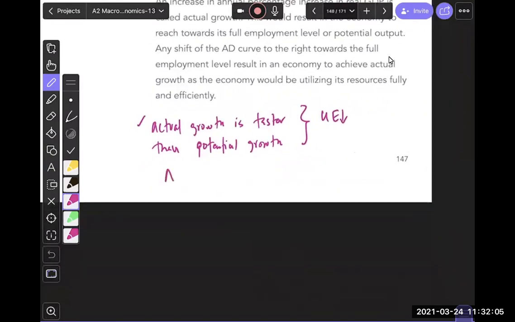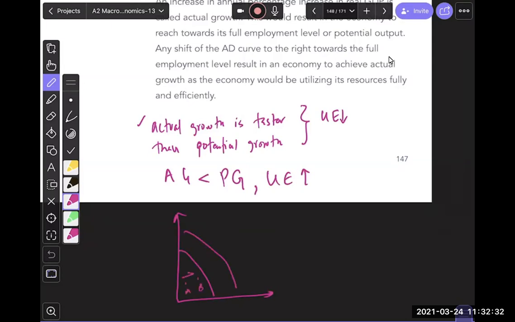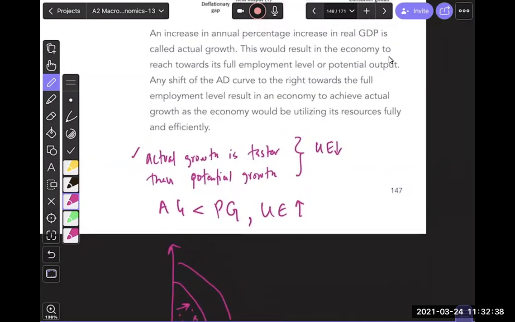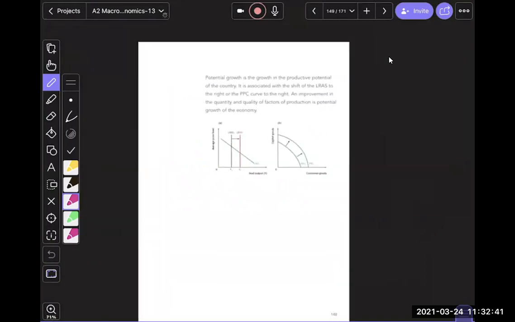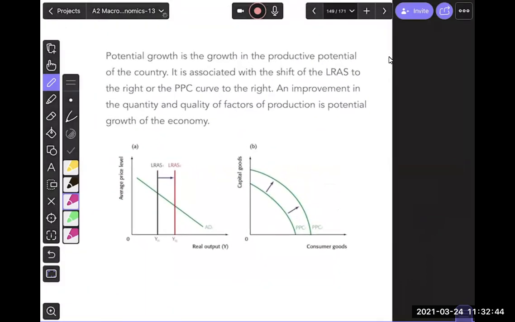Let me write this. So if actual growth is less than potential growth, AG for actual growth, PG for potential growth, or the rate of actual growth is slower than the rate of potential growth, then you will see unemployment go up. Yeah, because your PPC will shift to the right faster while you're moving from point A to point B. You're going towards the PPC, but the PPC is also shifting to the right. Are you all with me? Does that make sense? A lot of MCQs come about this. So potential growth is a rise in LRAS, but actual growth is the movement towards the PPC.